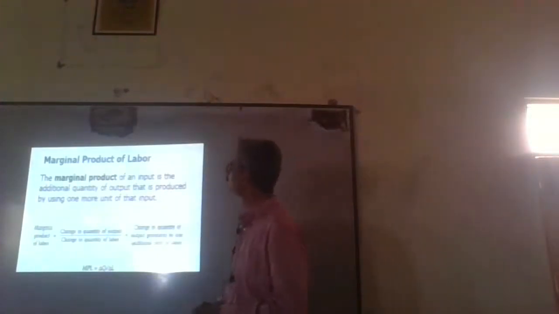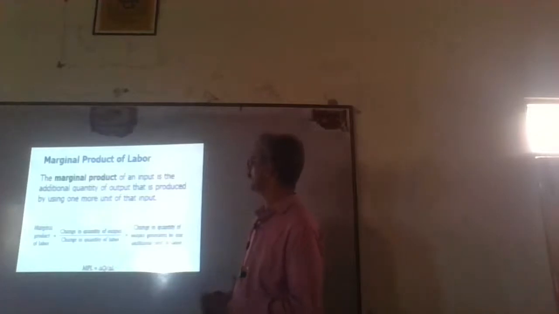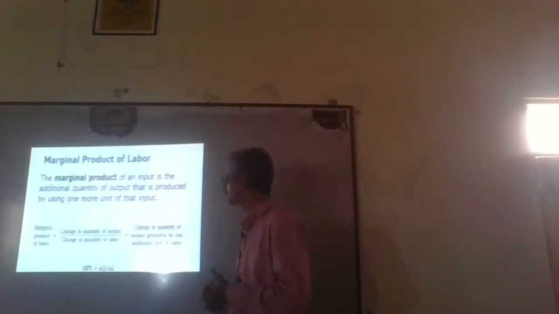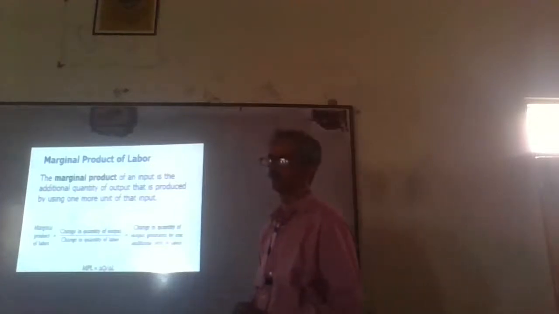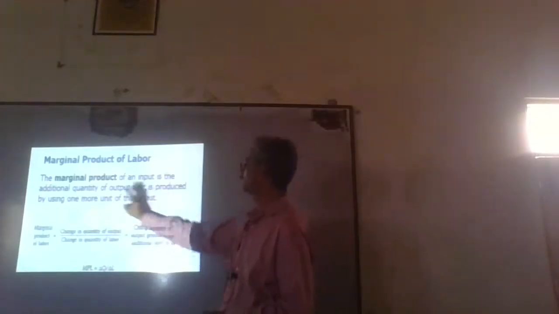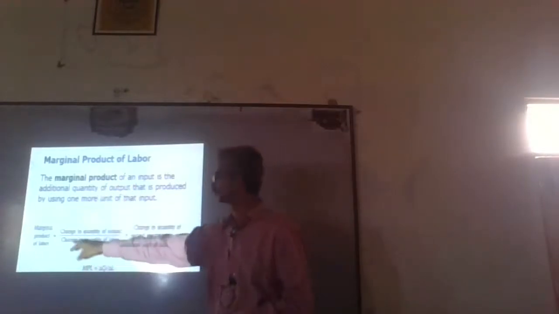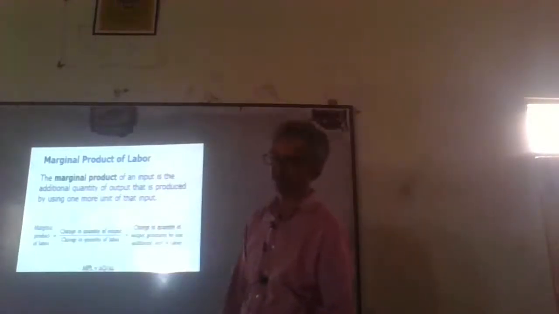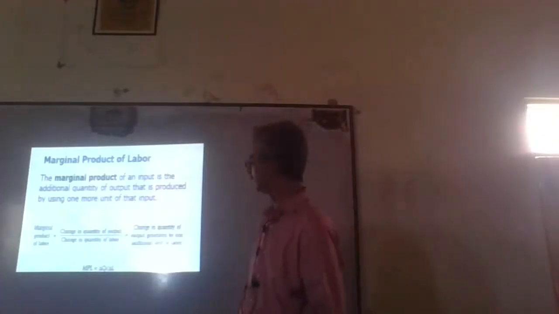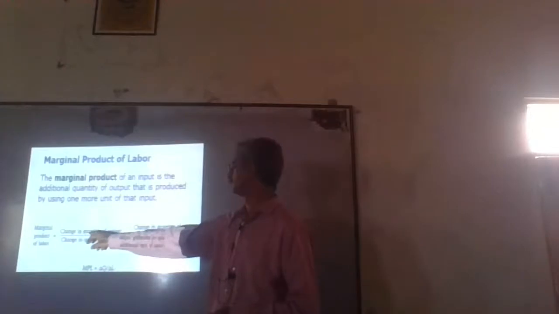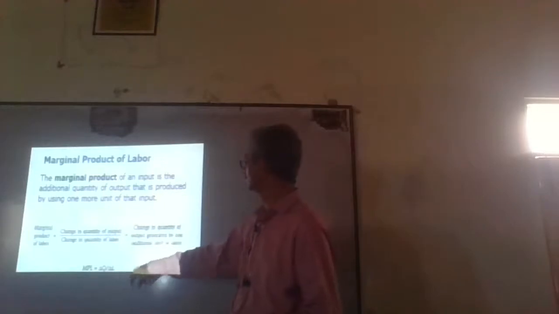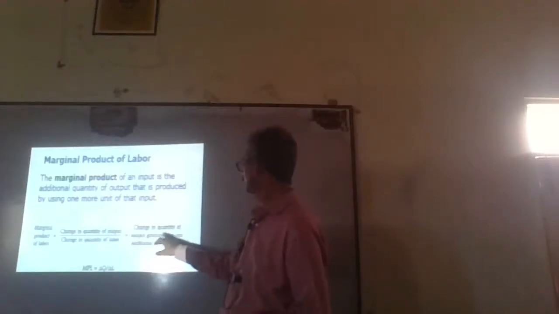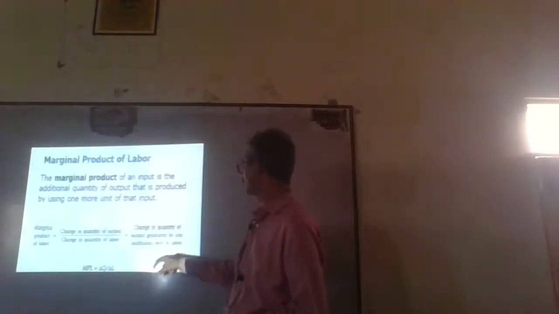So the marginal product of an input is the additional quantity of output that is produced by using one more unit of that input. It means when we are adding one more unit of the input, how much additional output we are getting. To calculate the marginal product of labor, we simply divide change in quantity of output by change in quantity of labor, the change in output generated by one additional unit of labor.